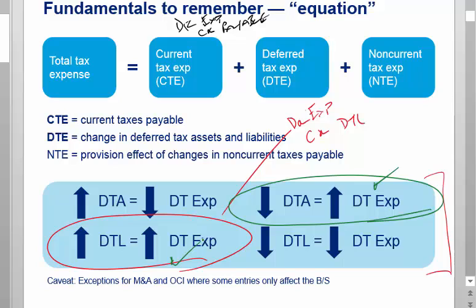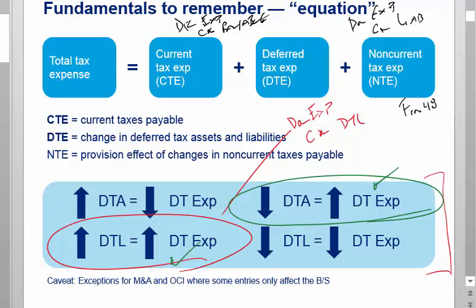Okay? Just practice that. And then non-current expense. So we talked about that in last class in terms of this being our FIN 48. And when we set up reserves, we're going to credit our liability. And to balance our journal entry, we're going to debit our expense.